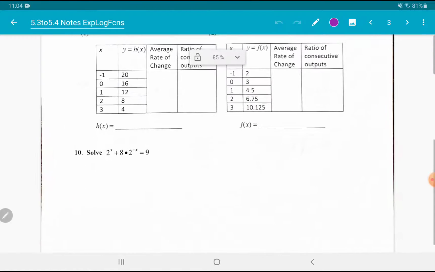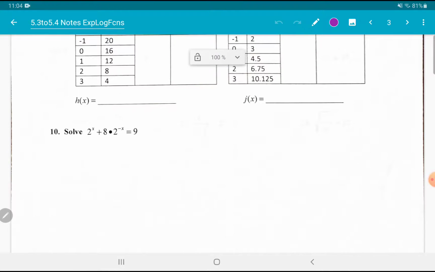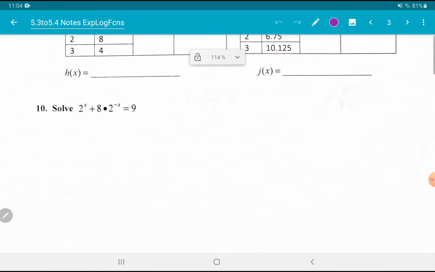In this problem, we're solving 2 to the power of x plus 8 times 2 to the negative x equals 9. All right, now as we think about this, let's use our law of exponents. If we ever see a negative exponent, remember what that means. That's technically the same as 8 times 1 over 2 to the x equals 9. Let's rewrite that. That's the same thing as 8 over 2 to the x. Oh, that makes things difficult. We don't want to solve for x when it's in the denominator.